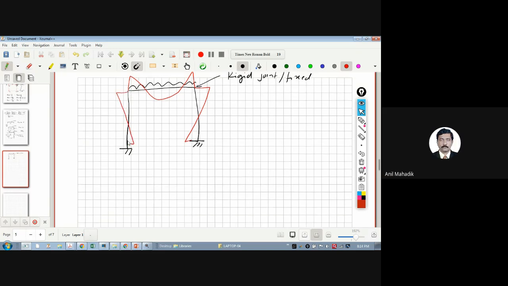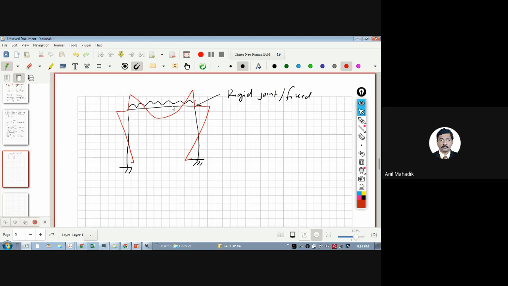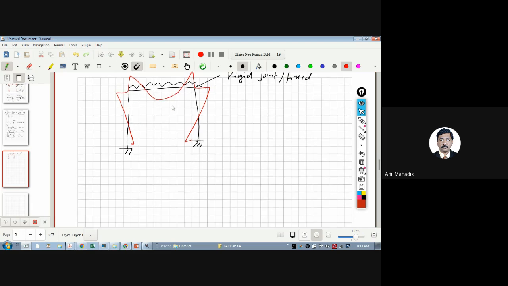Now, let's say as an engineer, you feel that I don't want this to be fixed. Then you know how to release the moments. In that case, in Staad Pro, I will tell Staad Pro, please release this start moment and end moment. All moments I want to release. Then you will see the bending moment diagram like this. As there is a release at the beam ends, definitely there will not be any moment in the column.